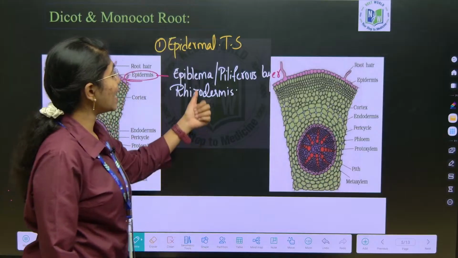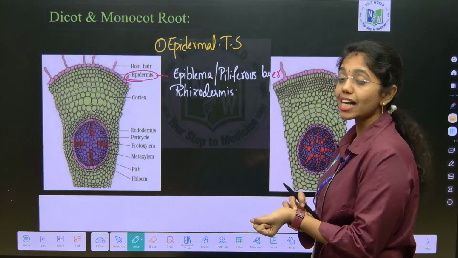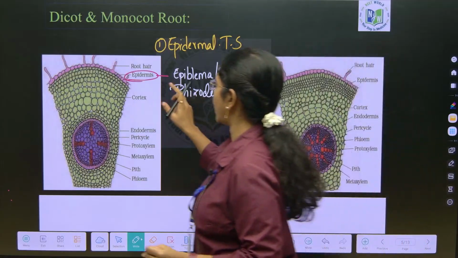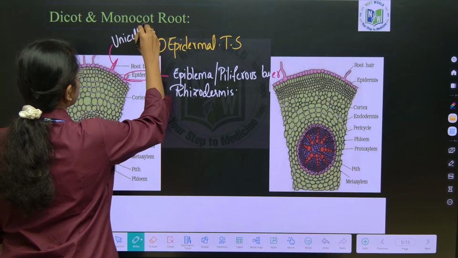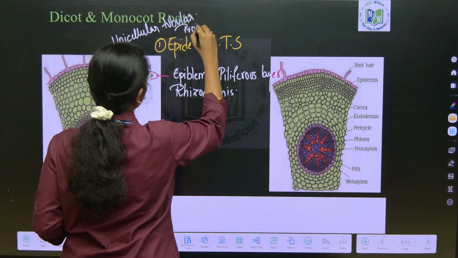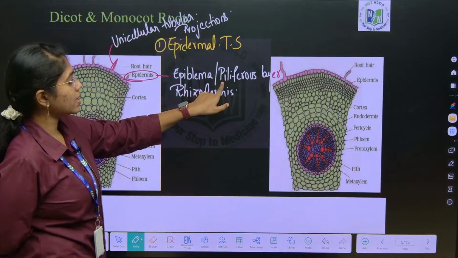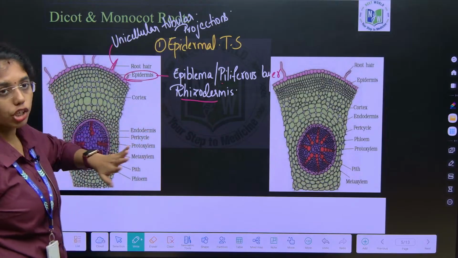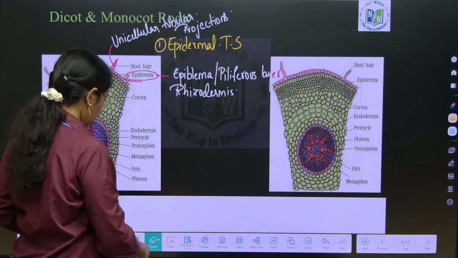This is called epiblemma because it absorbs water from the soil. Piliferous layer because it has unicellular hair-like projections called root hairs. Root hairs here are unicellular tubular projections. It is also called rhizodermis because it has root hairs over epidermis. Remember the synonyms properly because these synonyms are used only for root epidermis. Clear with root epidermis?